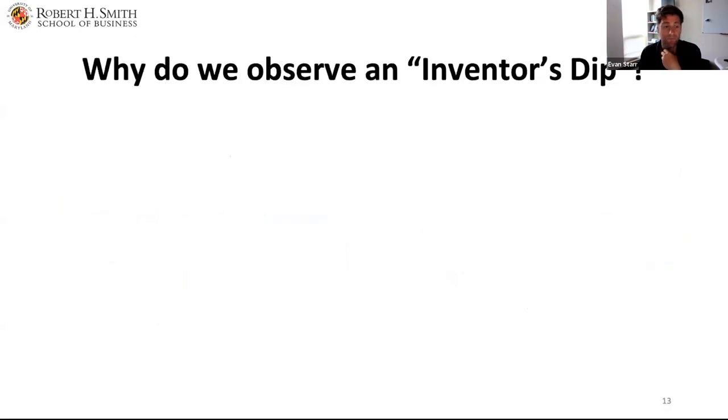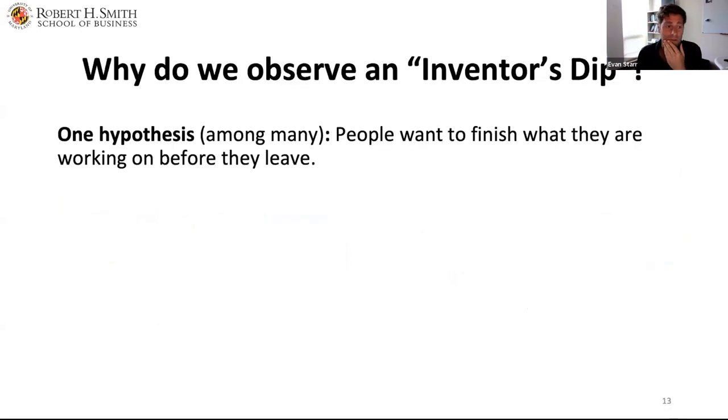So the really long dip in grants was really just driven by different time to review. Okay, so a question is, why do we observe an inventor's dip here? And one hypothesis that we have, which we haven't done much work on, but I think it's natural, is that people want to finish what they're working on before they leave. You're working on a project, you're embedded, you're excited about it.